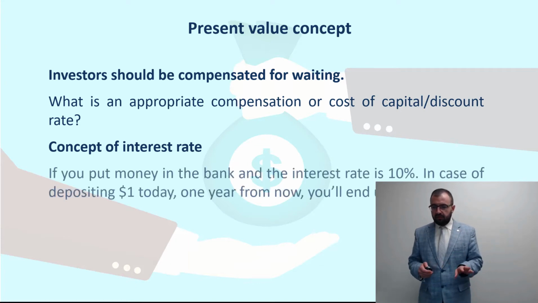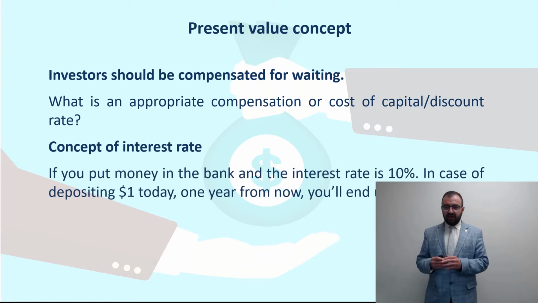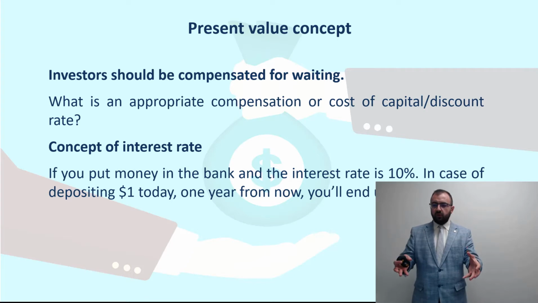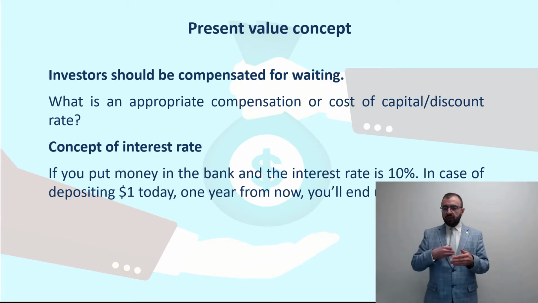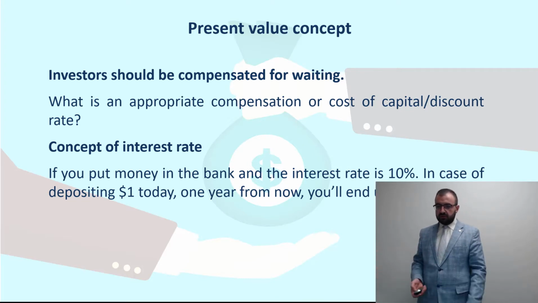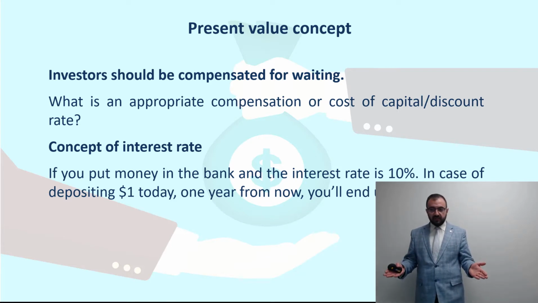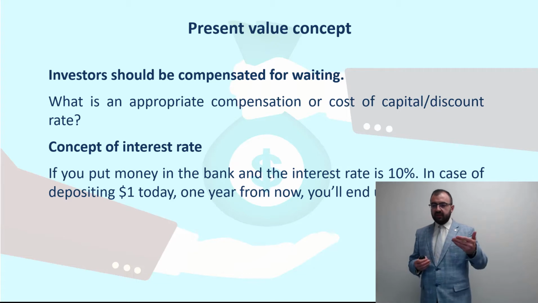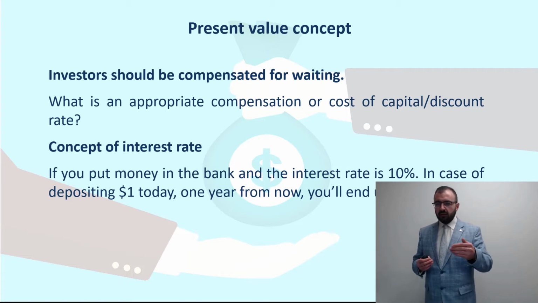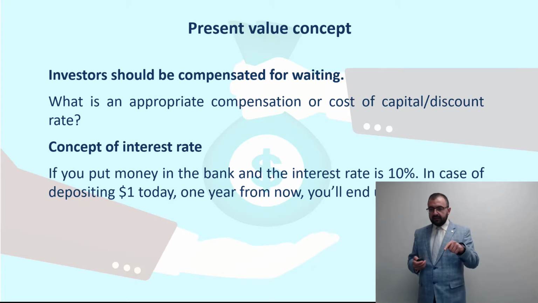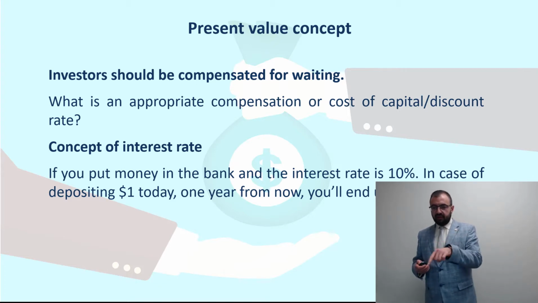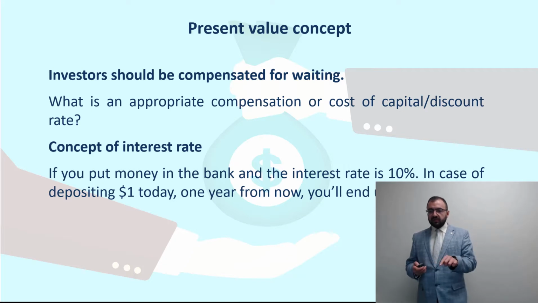Okay? If you put money in the bank and the interest rate is 10%, in case of depositing $1 million today, 1 year from now you will end up with $1,100,000. Well, if we know that investors should be compensated and what is the discount rate, we can calculate present value. And as you will see, the present value calculation is opposite to the future value calculation.